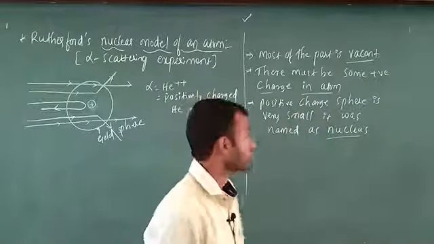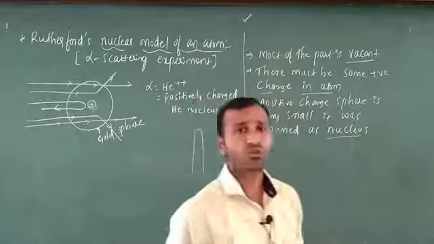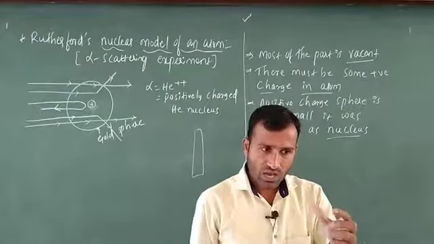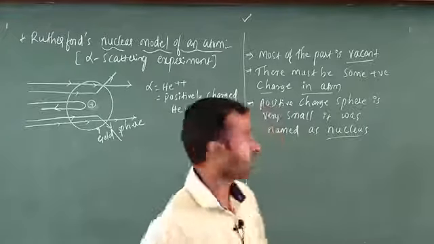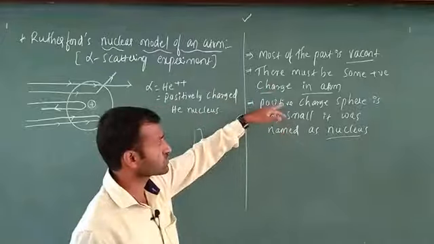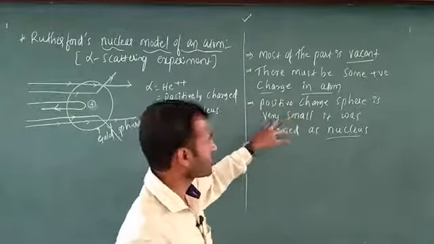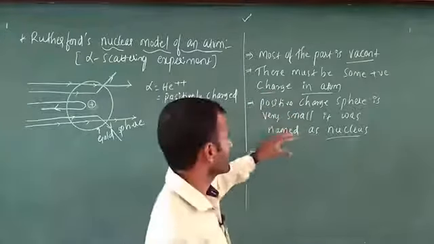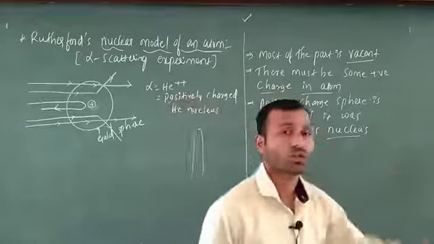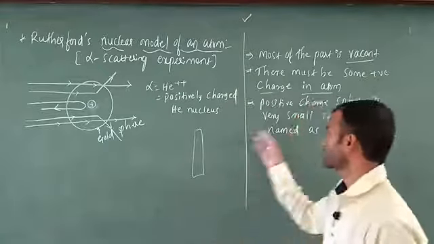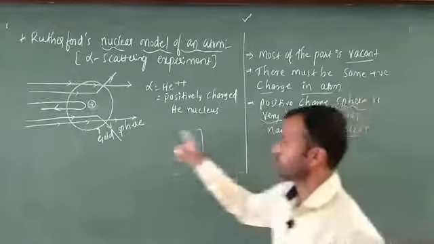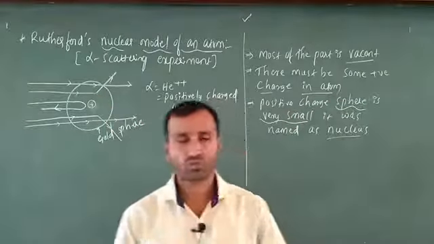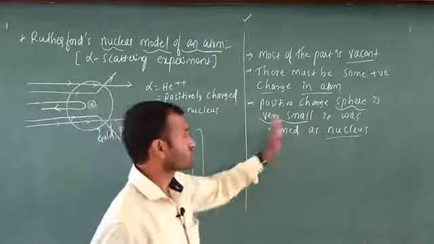Next, there must be some positive charge in an atom. Rutherford came to the conclusion that there must be a positive charge, and that positive charge is the nucleus. Rutherford also actually didn't know that. That is the most important point. There must be some positive charge in it. The positive charge sphere is very small. It was named the nucleus. Since it is very small, the majority portion is empty. That is the most important point.